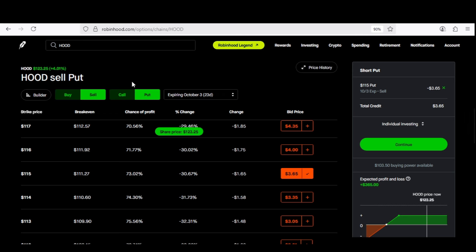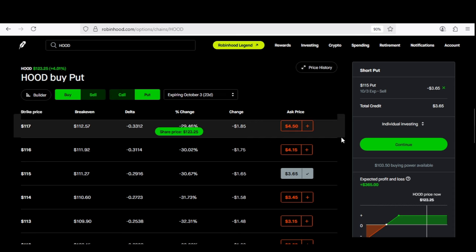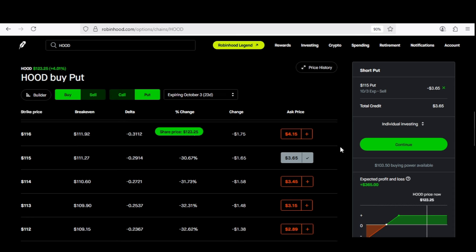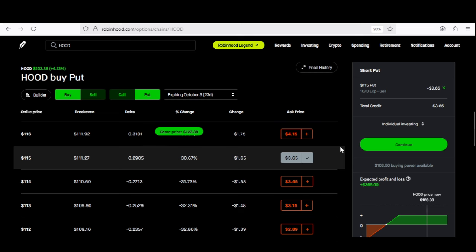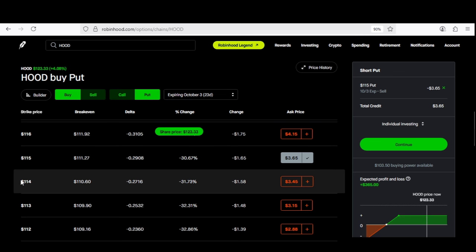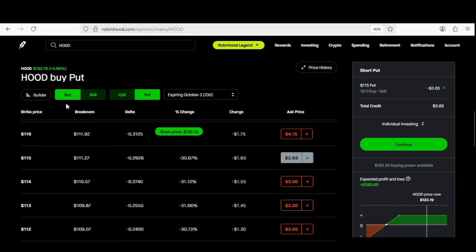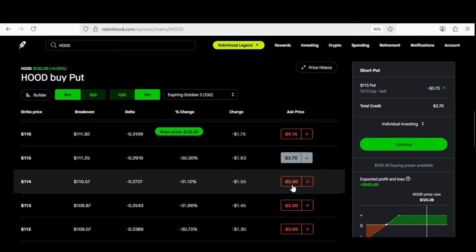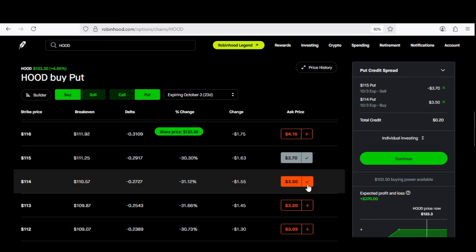Now, for the second leg, we're going to go to buy. We're going to maintain our put, and we're going to maintain our strike date as well. For this instance, I'm going to choose my secondary strike price, and that's going to be below the previous strike price of 115. The price I'm going to go with is $114. Now this one is a buy. So now that we're buying, we're going to have to pay. The amount we're going to have to pay is $3.50.